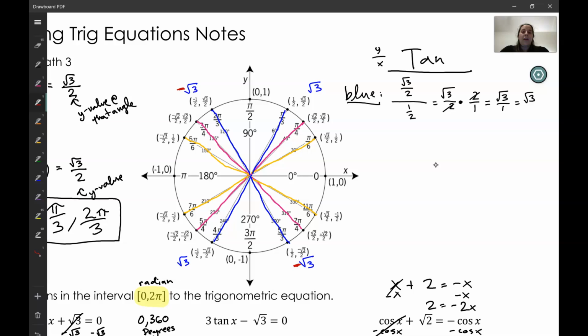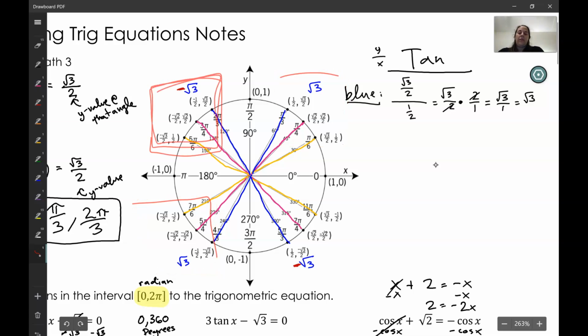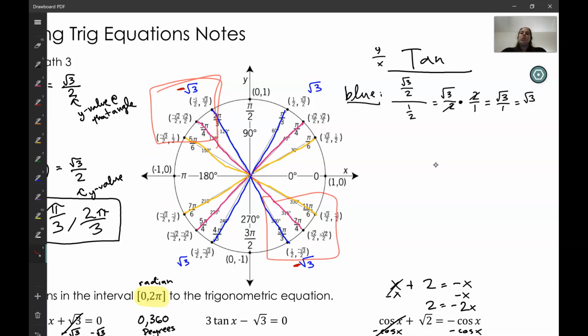And just like the other ones, those signs will stay the same for the whole corner. So all our tangent values in this corner and this corner will be positive, while all our tangent values in this corner and this corner will be negative. So now that we've settled all that, let's do the pink line.